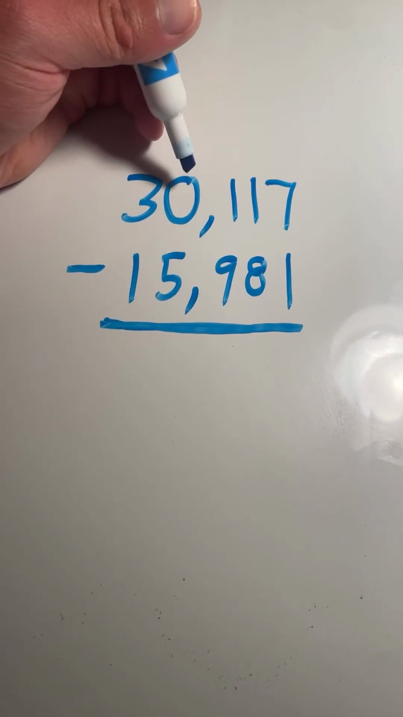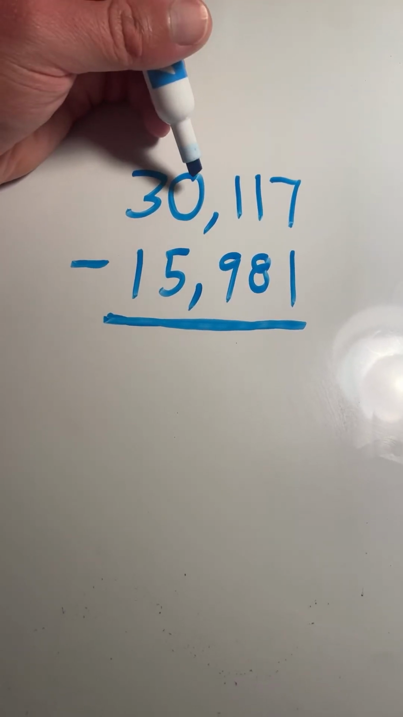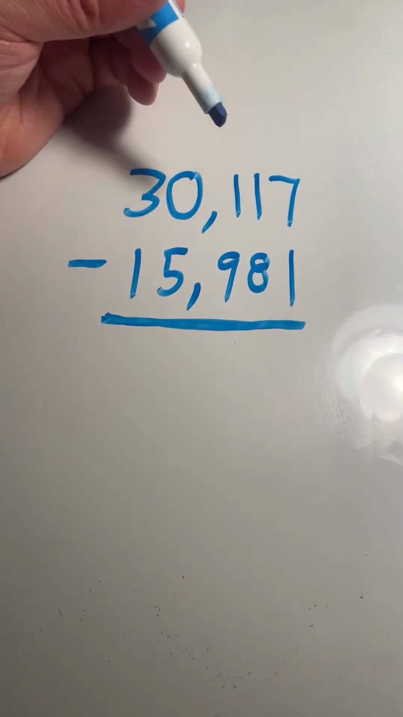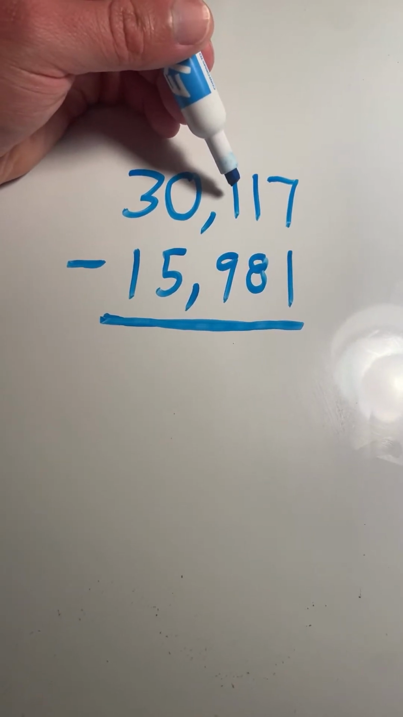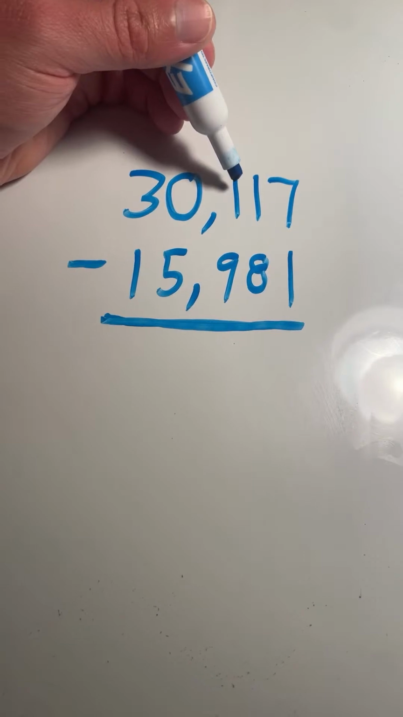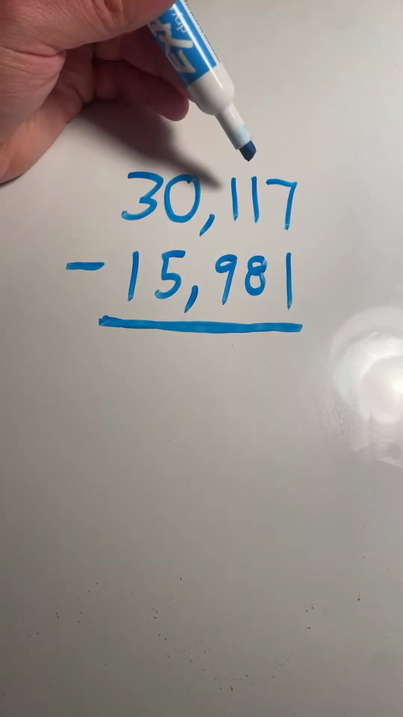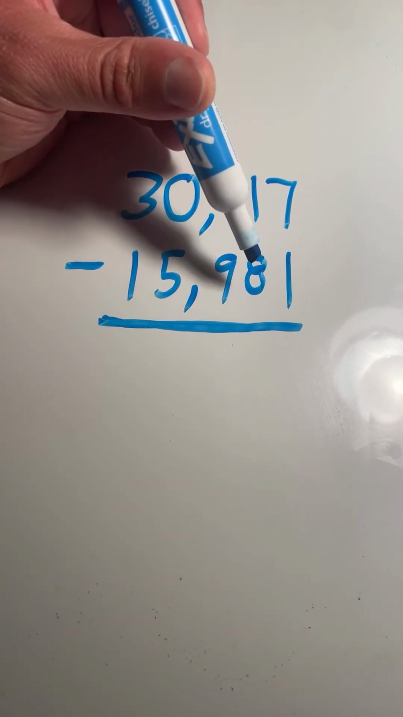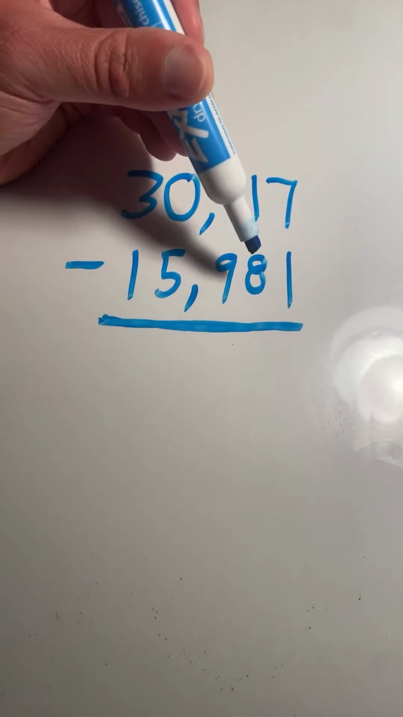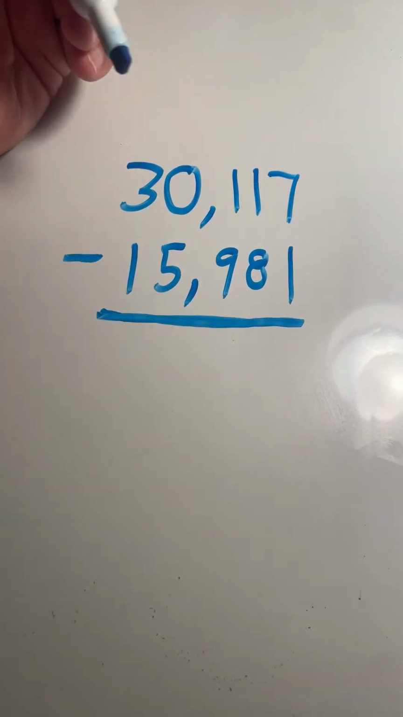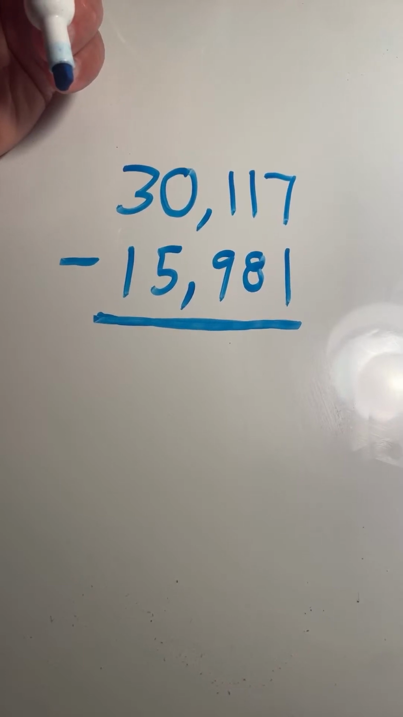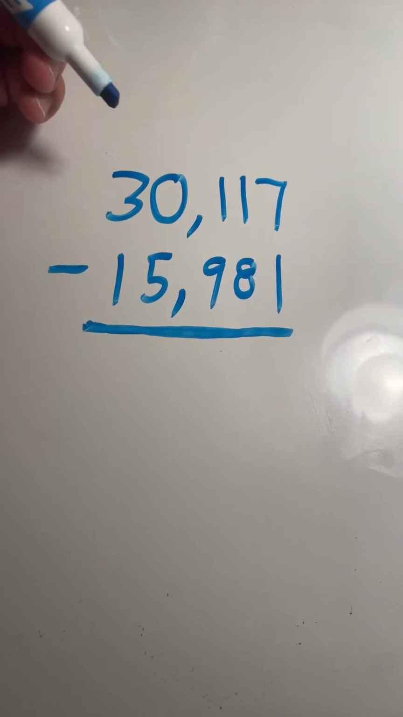The thousands place, again, we have to regroup. You cannot start out with a 0 and take away 5. In the hundreds place, we have to regroup because you can't start out with 1 and take away 9, and in the tens place we have to regroup. You can't start out with 1 and then take away 8. So we know where we need to regroup, so now we're going to get it started.